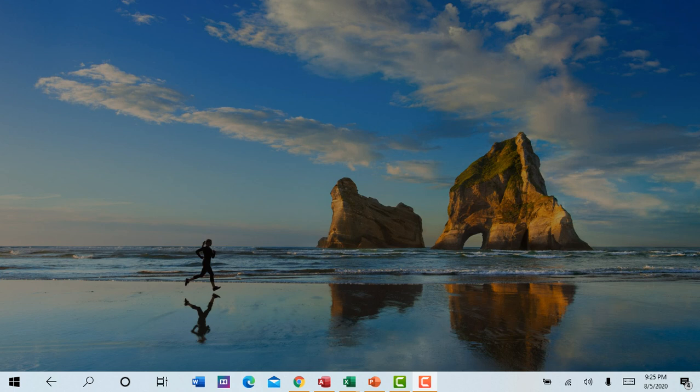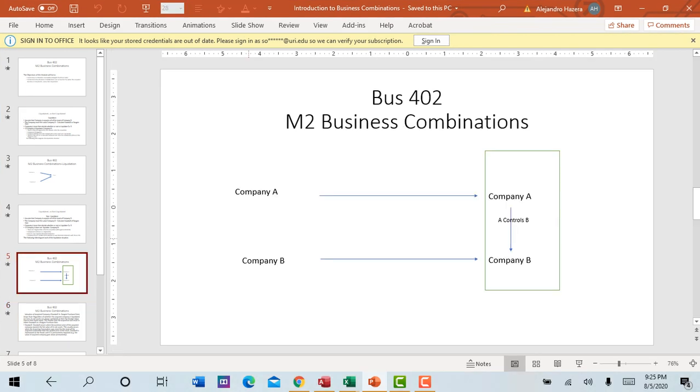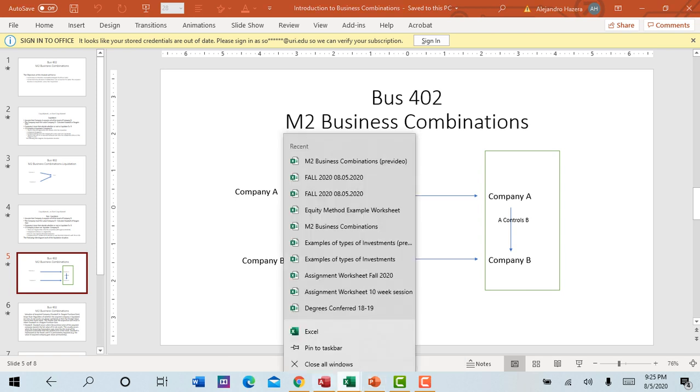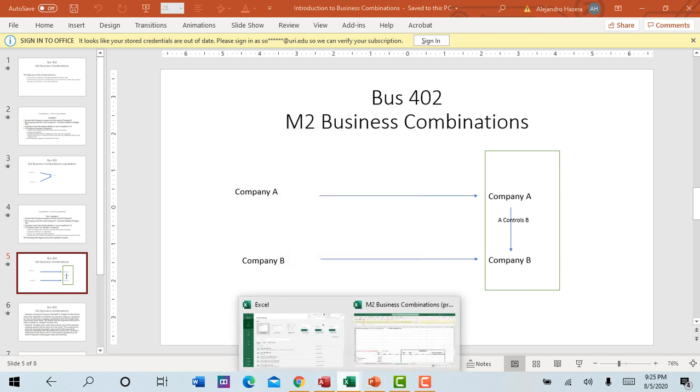This is on an acquisition with a bargain purchase option in which there is no liquidation. So we're going to be dealing with, looking at the PowerPoint, that situation right there where you have two companies and one controls the other one. Okay, let's get right into this.